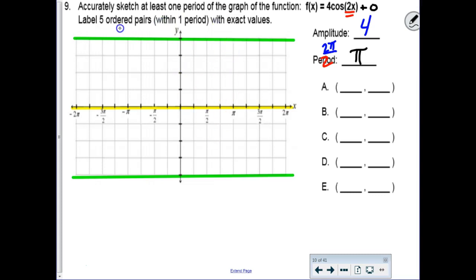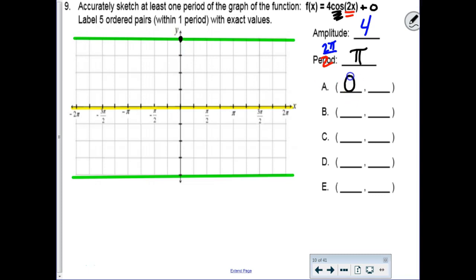It does say label ordered pairs, sketch at least 1 period, and then there's some go-getters out there who are like, I'm going to sketch all the periods. Cool for you. This is a timed test, so keep that in mind. I don't know if going above and beyond to impress your teacher is the moment to do it. So talk to me about the fact that this is a cosine function. Where should this be starting? Up at the top, right?